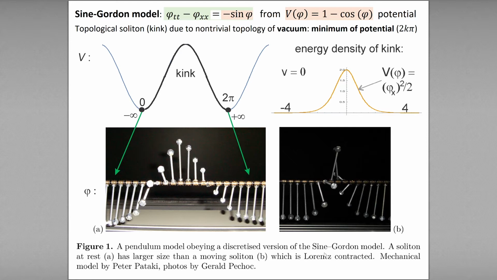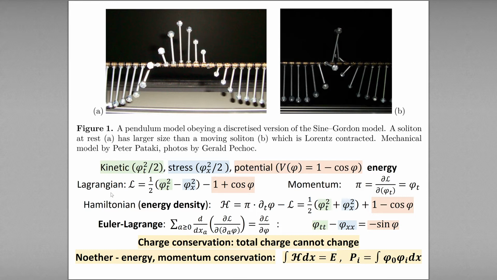So instead of light speed in Lorentz contraction, in electromagnetism, here we have this speed of propagation of waves in this field, which is 1 here. So here is the Lagrangian of this simple model. Here is the Hamiltonian. So the Euler-Lagrange equation gave us this evolution equation. We can also define charge conservation as the number of complete rotations. This is charge, which is an integer here due to topological reasons. We have energy conservation, we have momentum conservation.